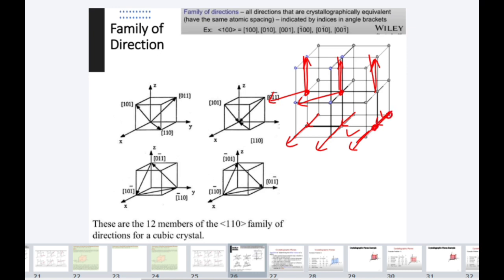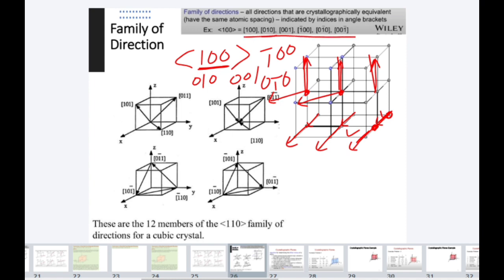So all directions that are crystallographically equivalent, meaning having the same atomic spacing, are indicated by the family of directions. And the family of directions we can represent within the angle brackets. Like let's say the family of directions <1, 0, 0> is like this. Now this <1, 0, 0> means, depending on the origin, all combinations possible of 1, 0, 0. What are possible? 0, 1, 0 is possible. 0, 0, 1 is possible. Negative 1, 0, 0 is possible. 0, negative 1, 0 is possible. All these, you see here.